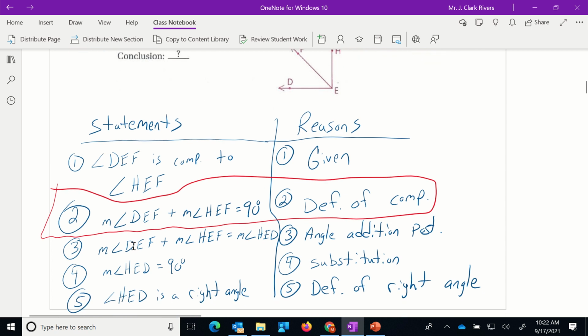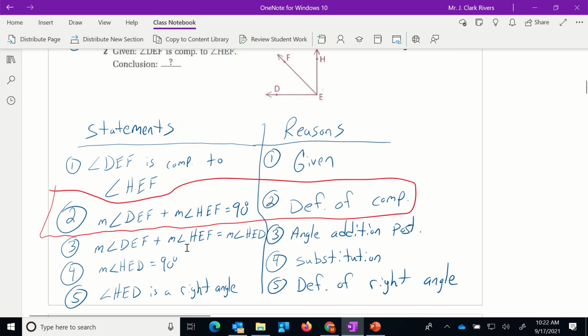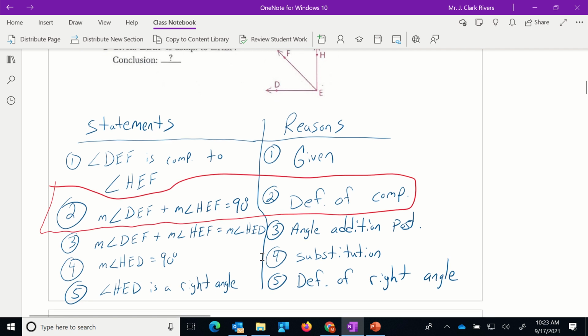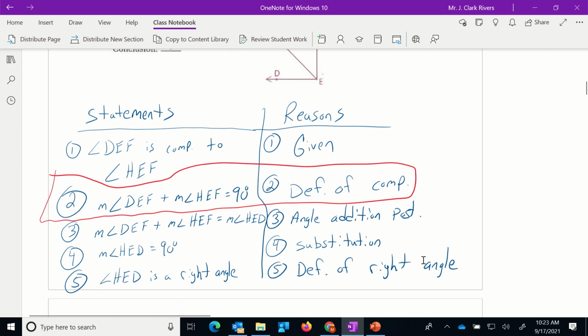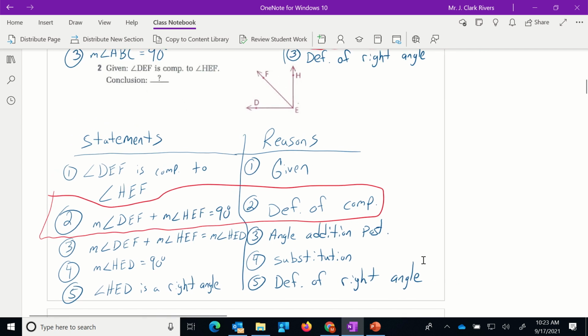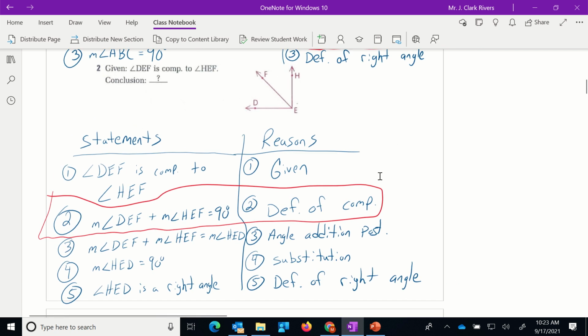All right, once we know DEF plus HEF is equal to 90, you could have said DEF plus HEF equals HED, right? The smaller angle plus that smaller angle equals the combination of those two, HED. That's the angle addition postulate. You then could have said the measure of angle HED equals 90 degrees. That is substitution. And then you could have said angle HED is a right angle. That's the definition of right angle. A right angle has a measurement of 90 degrees. Okay. So again, you did not do 3, 4, and 5 there. You weren't prompted to, but I did it just so you can see what comes next. What you need to have is in the red box.